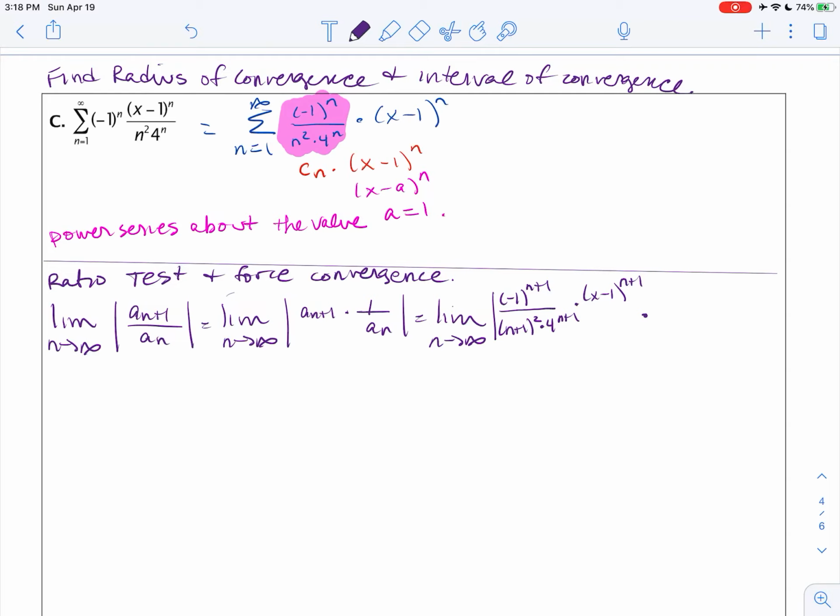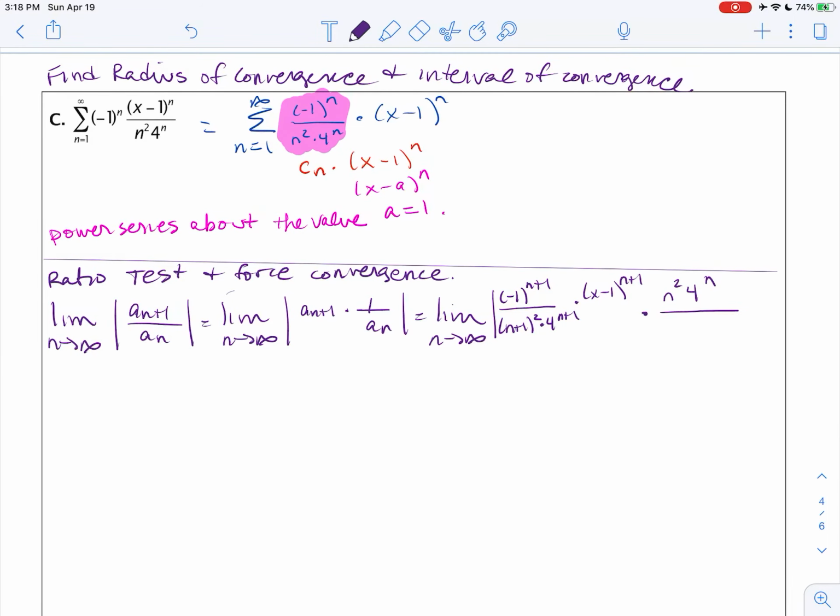That is my entire a sub n plus 1. It's the entire expression, but wherever n appears, I substitute n plus 1. Now I'm going to take the reciprocal of that with my a sub n. So whatever was in the denominator of my original expression is now in my numerator. And I have times n squared times 4 to the n over minus 1 to the n times x minus 1 to the n, absolute value.